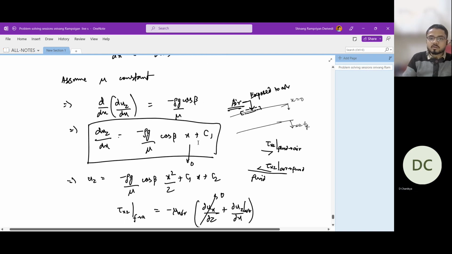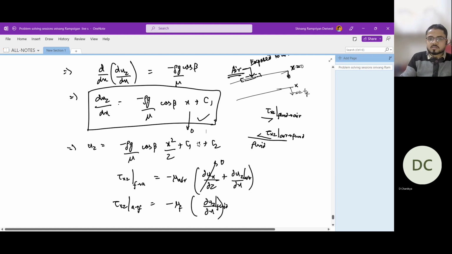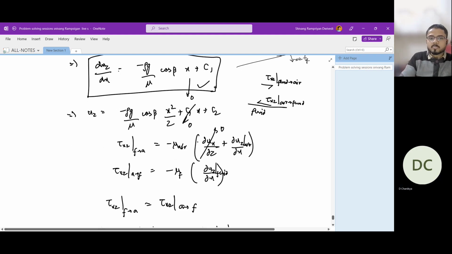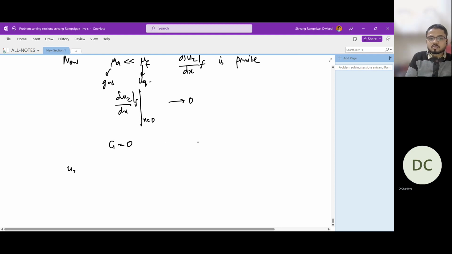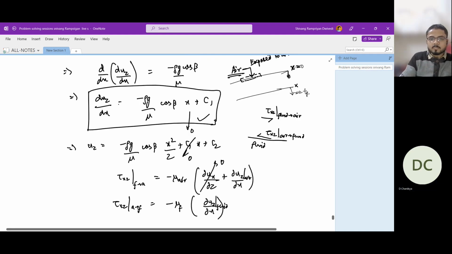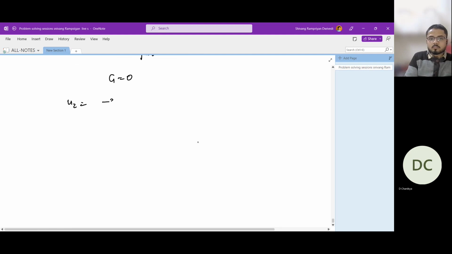Now I hope you understand the reasoning behind us taking x equal to 0 at this surface and not this one. This is how we are using this condition. Since C1 is 0 now, you can simply write that uz equals minus rho g by mu x cos beta plus C2.